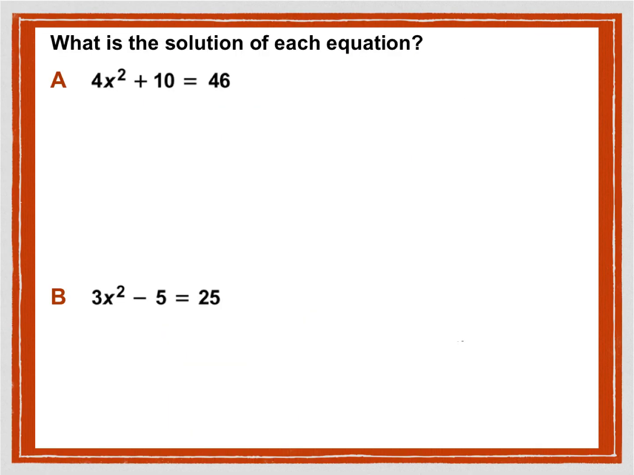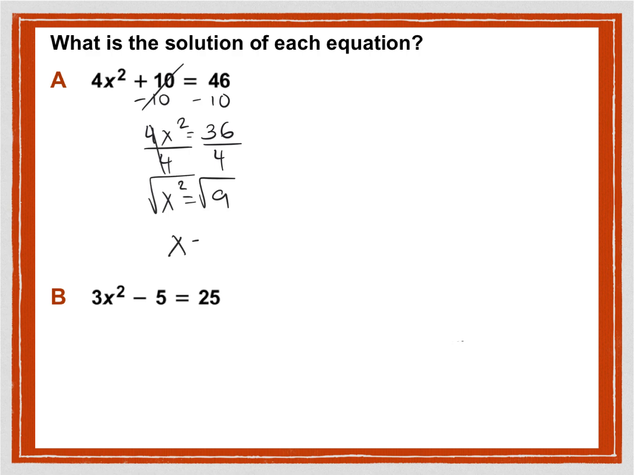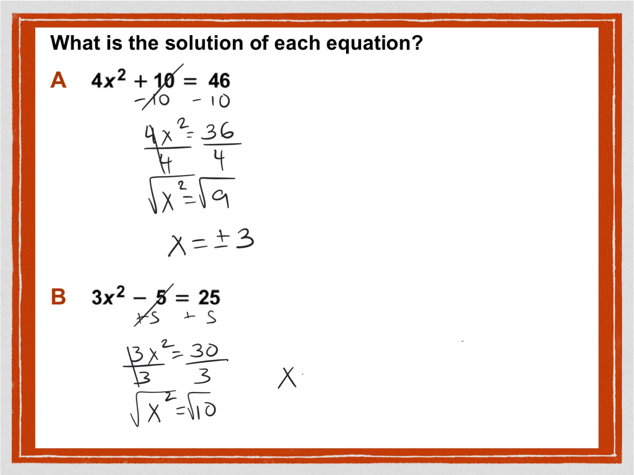Now guys, for this problem, there's no b. So the first thing you're going to do is just subtract 10. And then you're going to end up dividing by 4. You're going to get x squared is equal to 9. You take the square root and you get x is equal to plus or minus 3. Here I'm going to add 5. So I end up with 3x squared is equal to 30. I'll divide by 3 first and get x squared is equal to 10. I'll take the square root and I'm left with x is equal to plus or minus root 10.